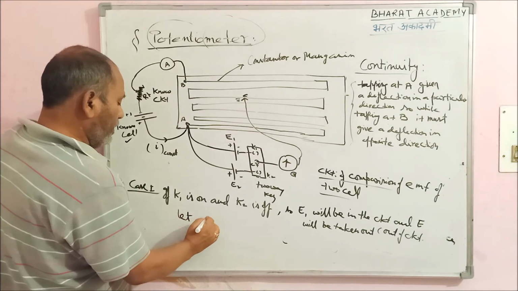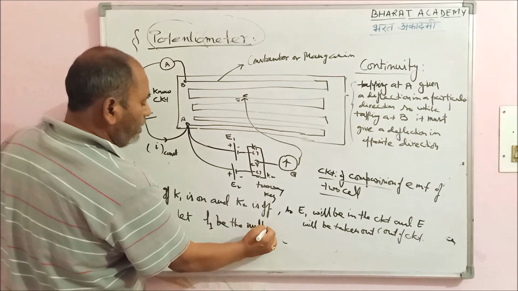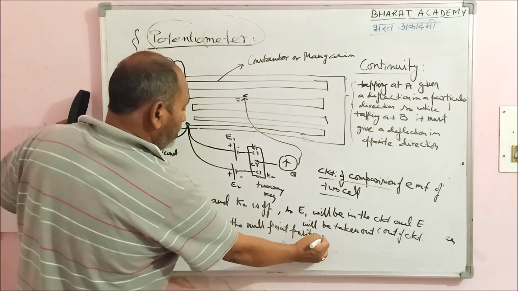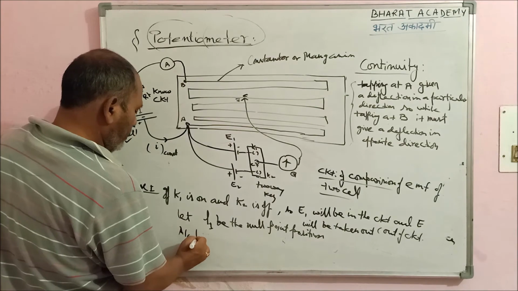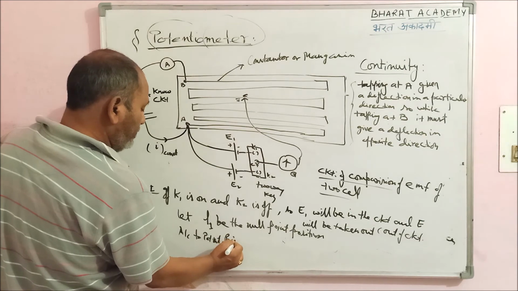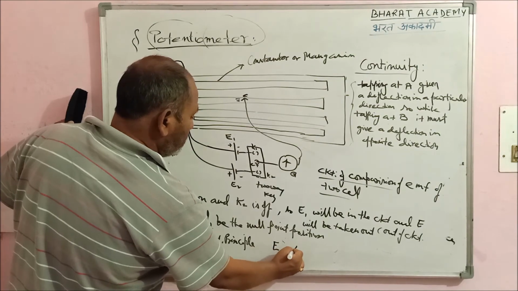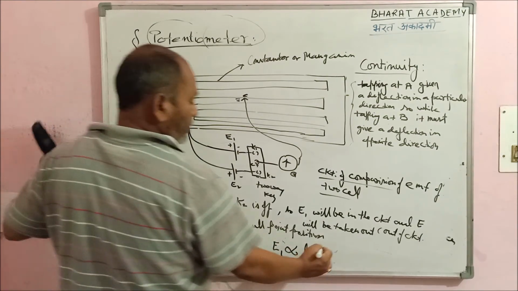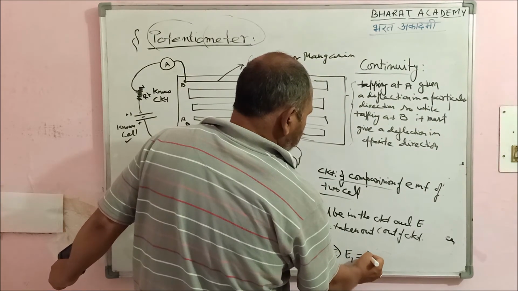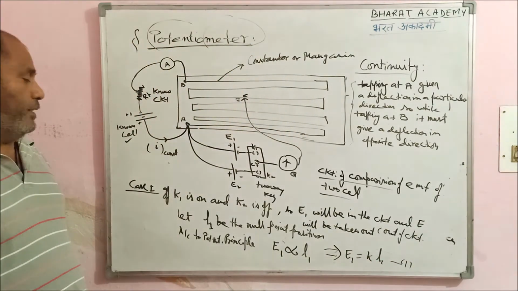Let L1 be the null point position. Then according to the potentiometer principle, what will happen? E1 will become directly proportional to L1, or I could say E1 equal to KL1. This will be the first equation. Right?